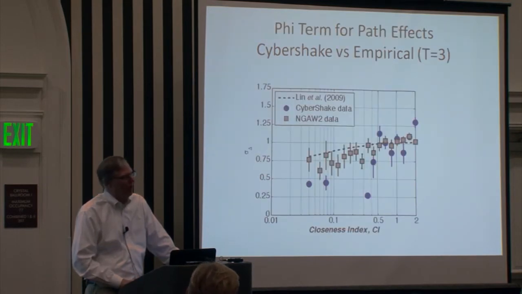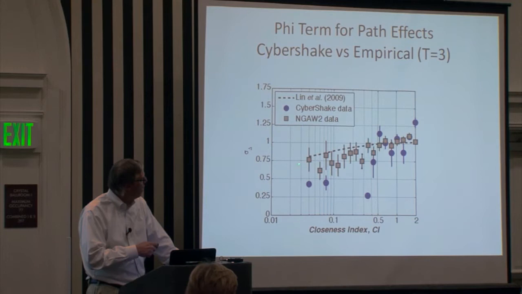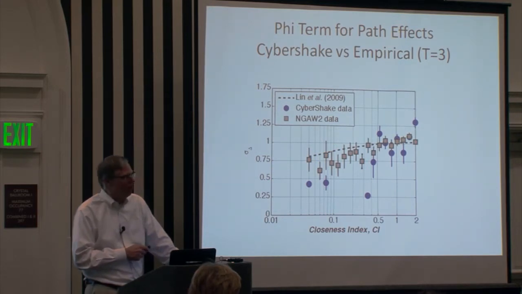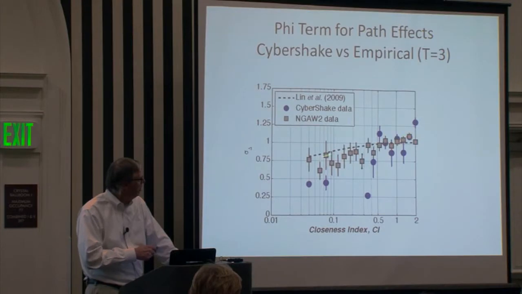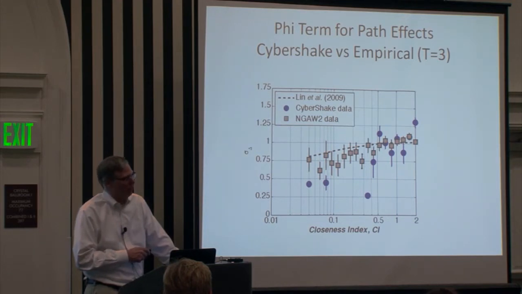Then we also looked at it for path effects. I'm going to just show you in this format here of the same closeness index. The Lin model is shown here for 3 seconds. Remember that came down to around 0.7 at really short periods or short distances. The empirical data are shown here. It's a similar type of decay. It's actually a little bit lower, meaning here we're getting a more reproducible path effect in Southern California than in the Taiwan data. And then the simulations are shown by the blue dots here. Those are showing very repeatable effects for these larger events.